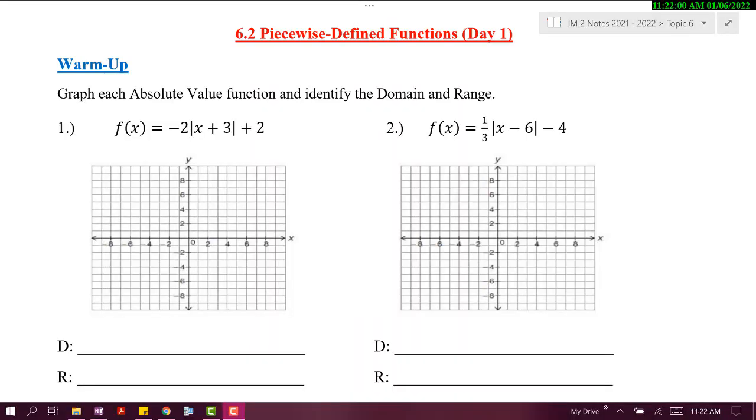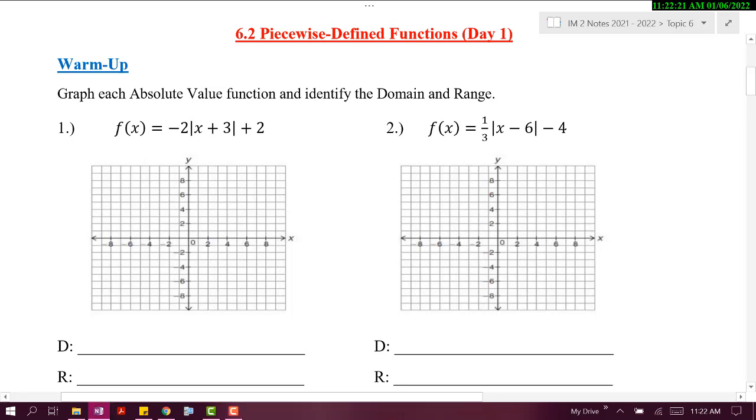So we're going to start the second half of our topic 6. But first, we'll do a couple warm-ups with absolute value, and then we get into piecewise defined functions. But we'll get there in a second. So the warm-ups say graph each absolute value function and give the domain and range.